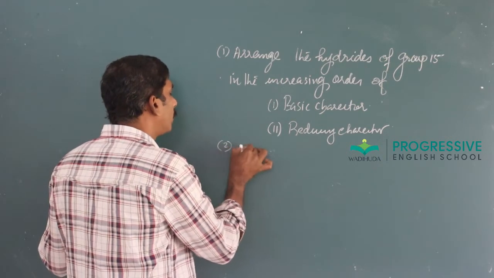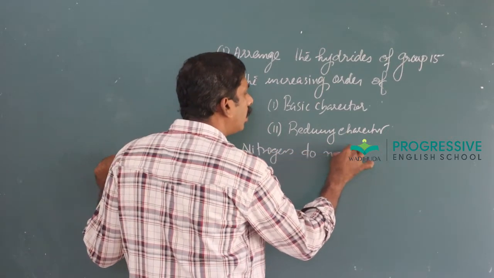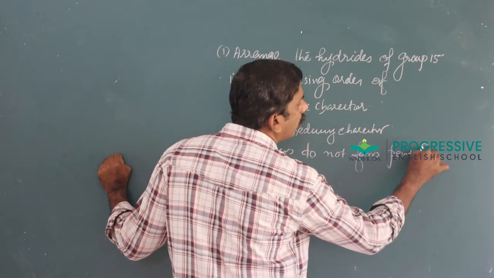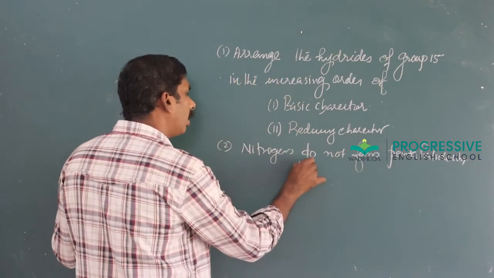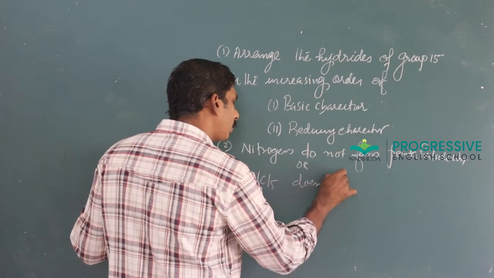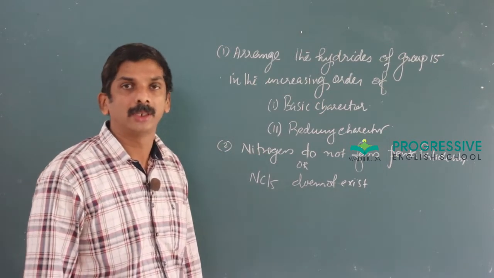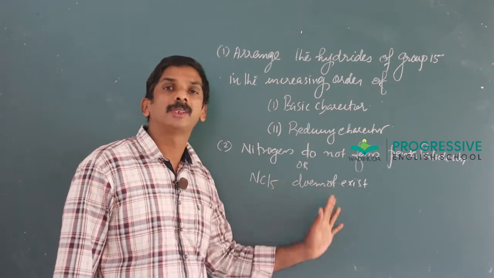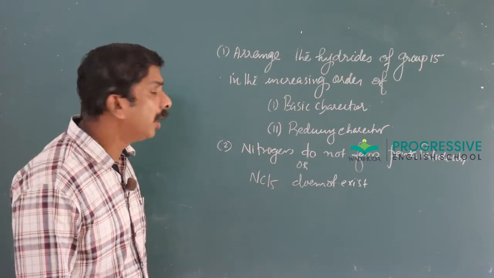And second one, nitrogen does not form pentahalides, or in other words, NCl5 does not exist. What is the reason? It is due to the absence of d orbital in the nitrogen atom.